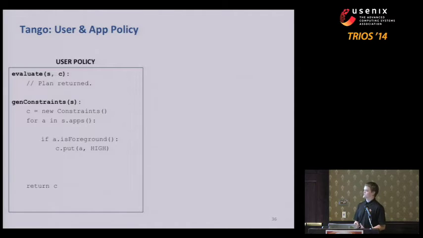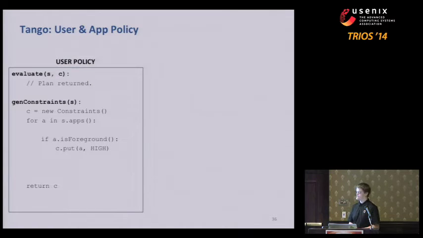So let's go over an example of how this might work between the constraints and hints. On the left here, we have a pseudocode of a user policy. These are actually what a policy would look like, except in programming language. The first function, evaluate, is where the user policy takes in the state and does some computation to generate the plans, either for the interfaces or some flows.